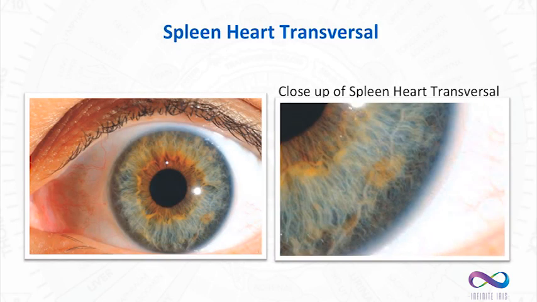The spleen-heart transversal is a very important sign, and it moves all the way through the spleen reaction field toward the heart. It doesn't necessarily have to go to the heart. In this case it does. But it's called a spleen-heart transversal, and it is an indication of a heart deficiency.